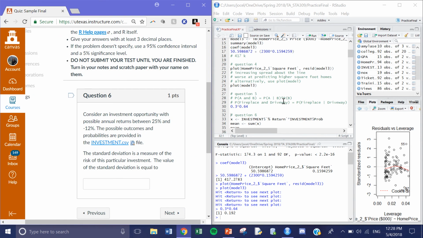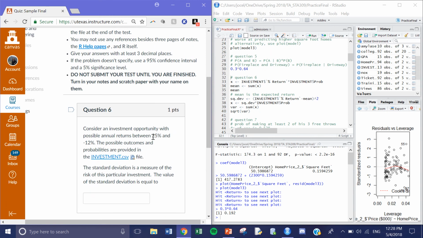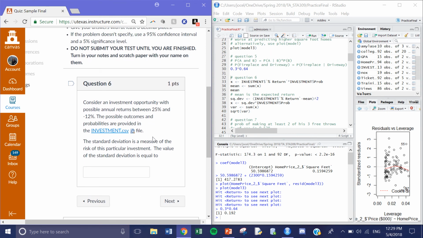Question 6. Consider an investment opportunity with possible annual returns between 25% and negative 12%. The possible outcomes and probabilities are listed in the investment.csv file. The standard deviation is a measure of the risk of this particular investment. The value of the standard deviation is equal to blank.